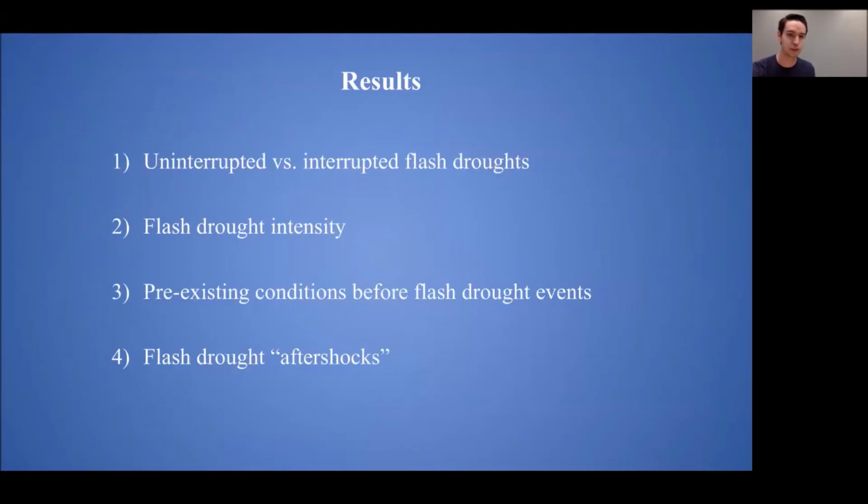All right, so we'll get into some of the results. First of all, discussing flash droughts that we've partitioned into uninterrupted and interrupted flash droughts. And then we'll break up the flash droughts by their intensity, how rapidly they intensify towards drought conditions. And then I'll show some early results on pre-existing conditions before flash drought events, and then end with some early results on flash drought aftershocks, which I have to give the credit to Jeff for that term, and we'll provide more info on that later.